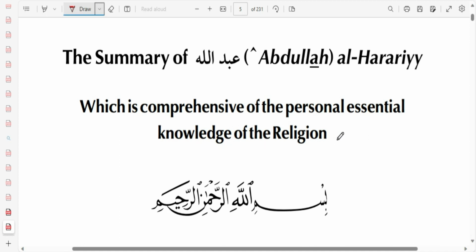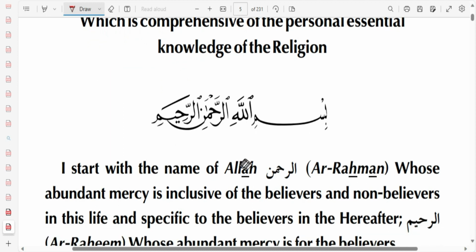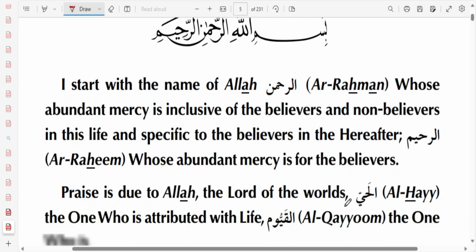All right, I'm going to try to keep my commentary to a minimal, and I'll read, inshallah, whatever is here. And I'll give any extra explanation, inshallah ta'ala, if it's needed. Bismillahir Rahmanir Rahim. I start with the name of Allah, Ar-Rahman, whose abundant mercy is inclusive of the believers and the non-believers in this life and specific to the believers in the hereafter.